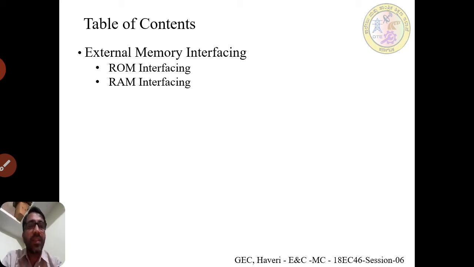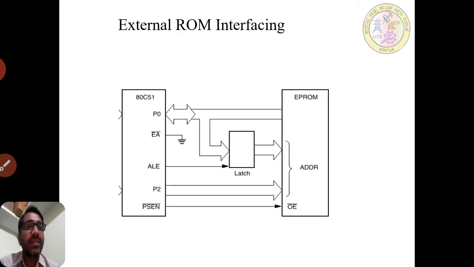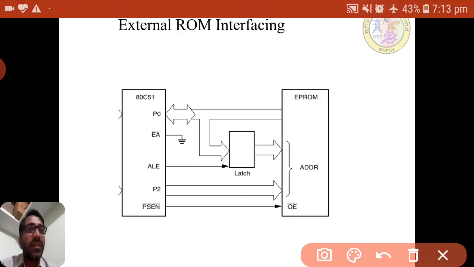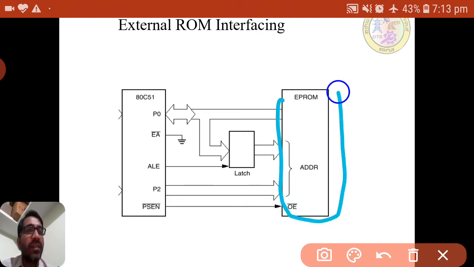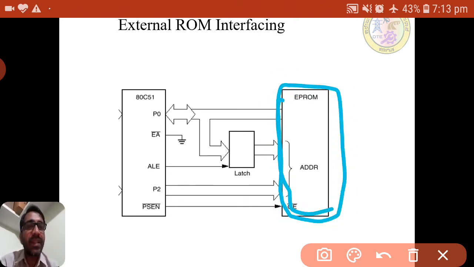For that the microcontroller has 16 address lines, A0 to A7 in port 0 and A8 to A15 in port 2. So there are 16 address lines in total, and 16 address lines means we can interface up to 64K of memory. All these things we will see. First we'll look at ROM, though either ROM or RAM, basically it is memory.